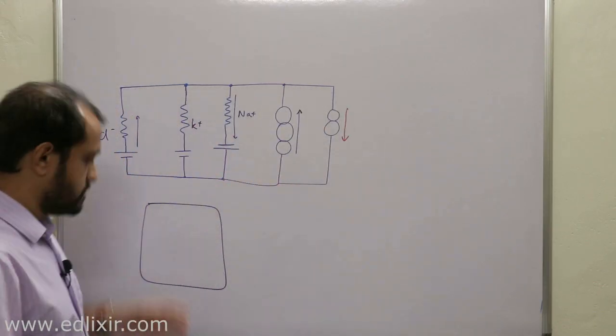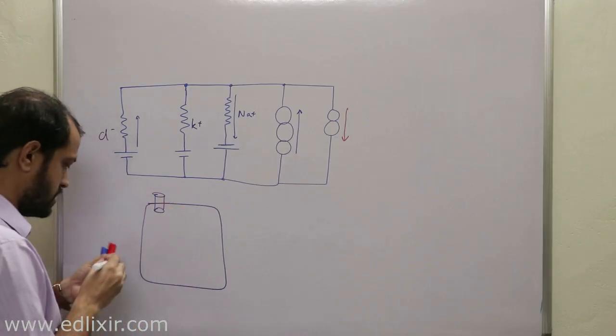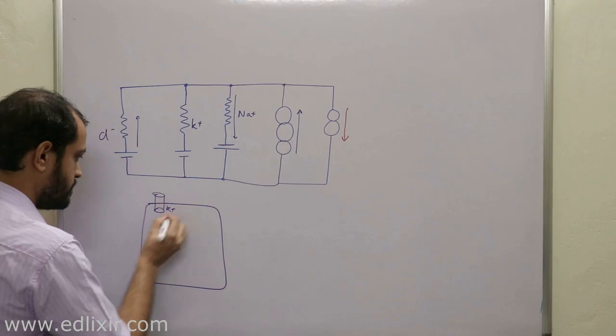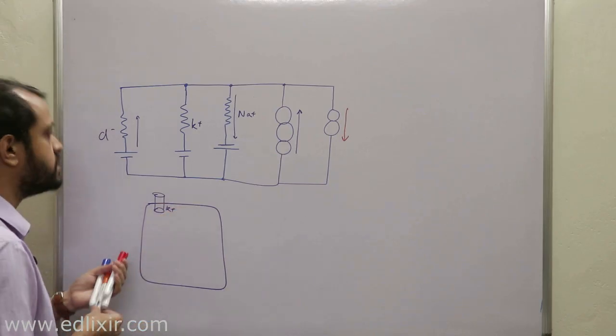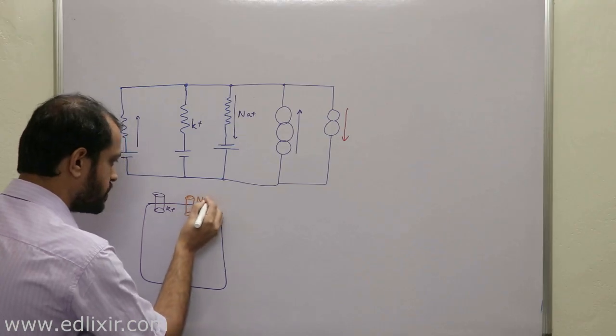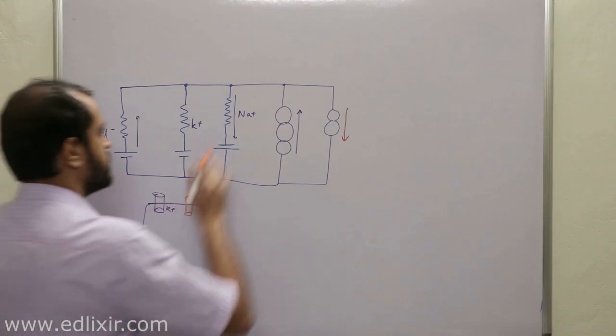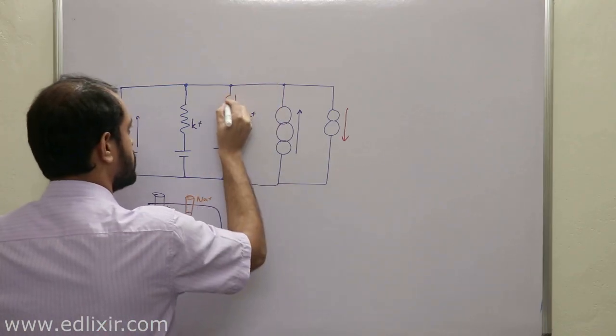Now listen, so this is your potassium channel, K plus channel. So we have drawn it here. This is, suppose, your sodium channel. Okay, we have drawn it here. Now, let me draw with these colors, then you can understand.